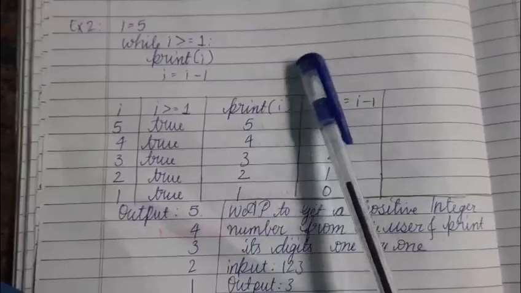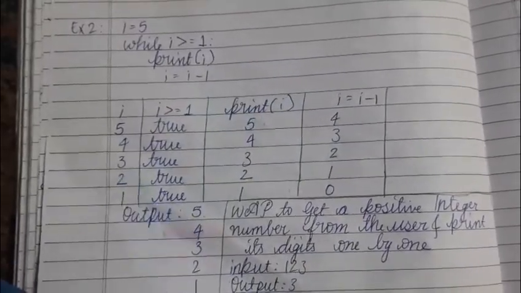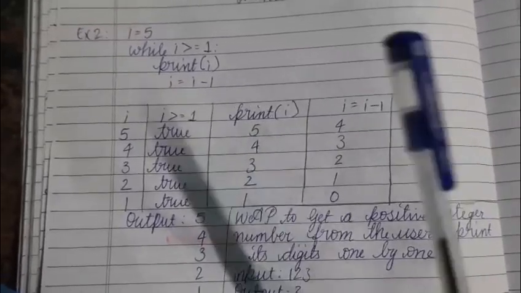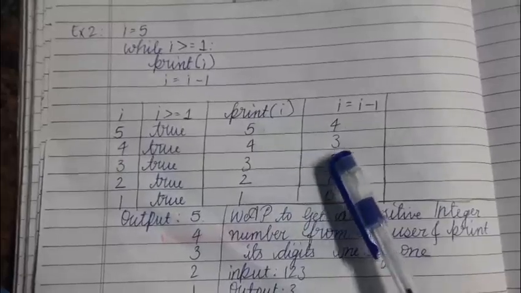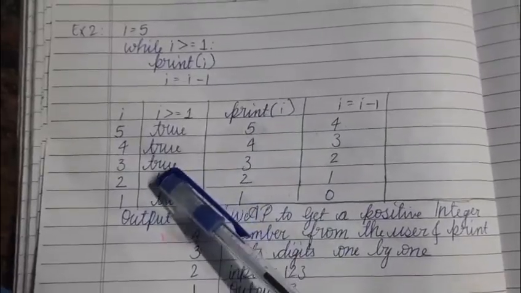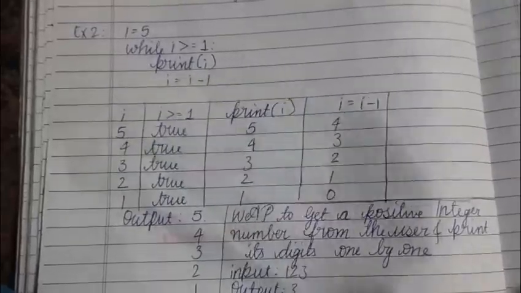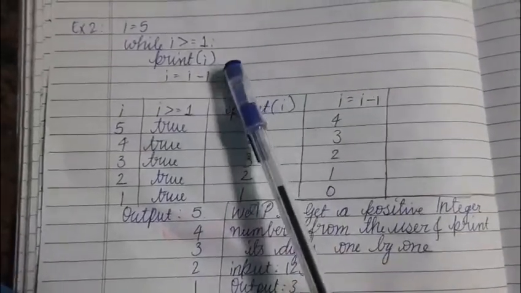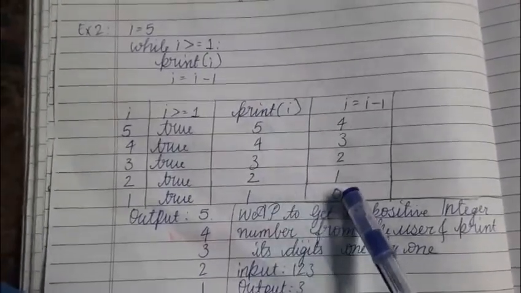In the third iteration, the condition is checked and 3 is greater than 1, so the condition is true and we go inside, print I, which is 3, and decrement I, which will make it 2. In the fourth iteration, the condition is checked, 2 is greater than 1, so it returns true, and we go inside, print I, which is 2, and decrement I, which will make it 1.